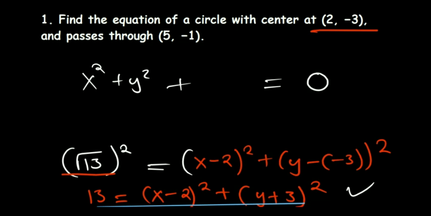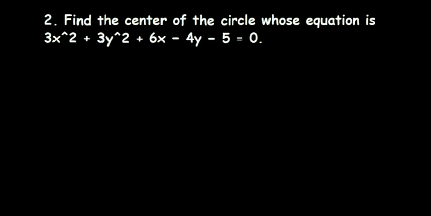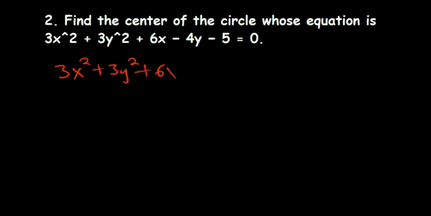And the next question is a bit more interesting. Here you are requested to find the center of a circle. You've seen that the equation in this case has been given in an interesting form, which is 3x squared plus 3y squared plus 6x minus 4y minus 5 is equal to 0.